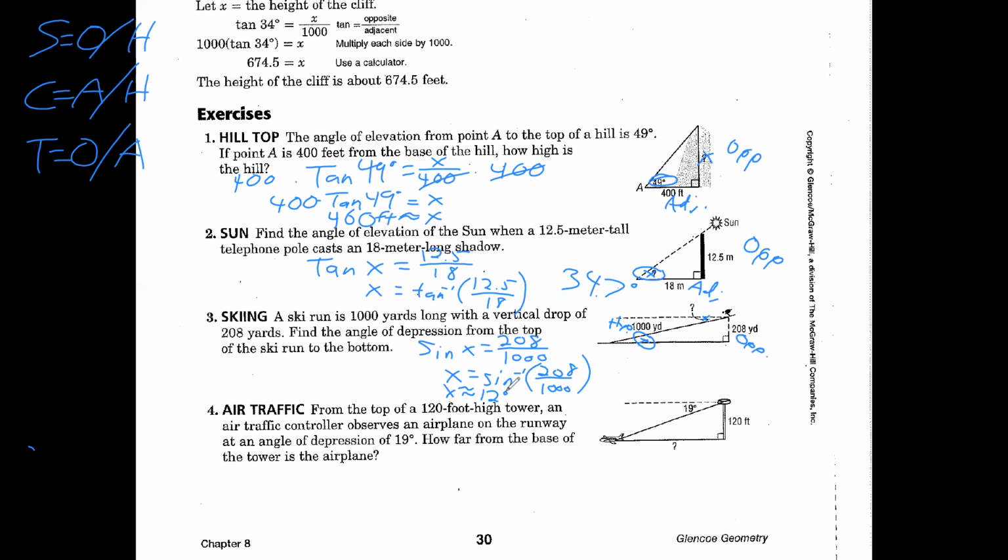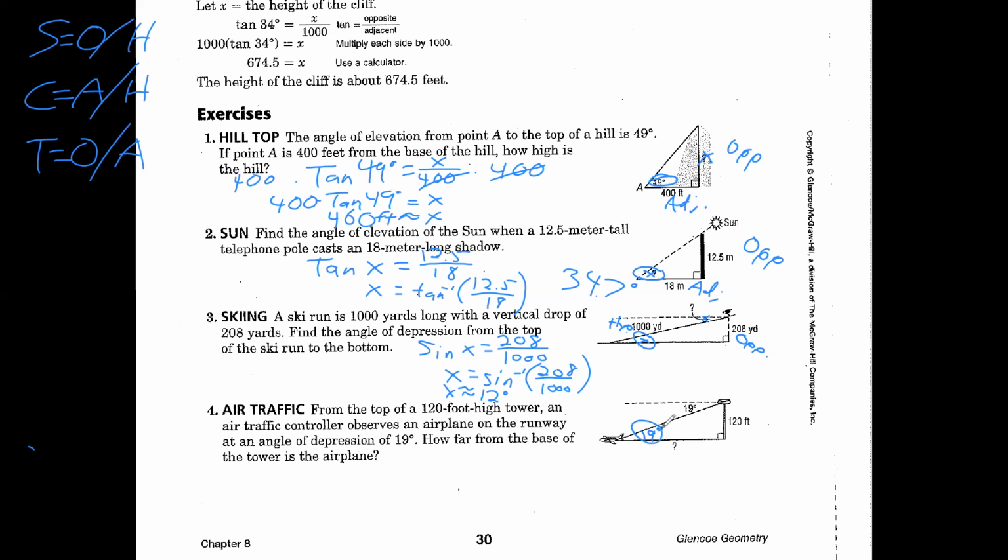We got 5 minutes. You want to do another example? Yeah. All right, on this one, traffic control. I haven't done this one yet today because I ran out of time. From the top of the 120-foot tower, an aircraft controller observes an airplane on the runway at an angle of depression of 19. How far from the base of the tower is the airplane? Well, kind of similar to this one, that's my angle of depression. I could come down here and say, all right, that's my angle of depression, my angle of elevation is the same. And I would choose to use this one.